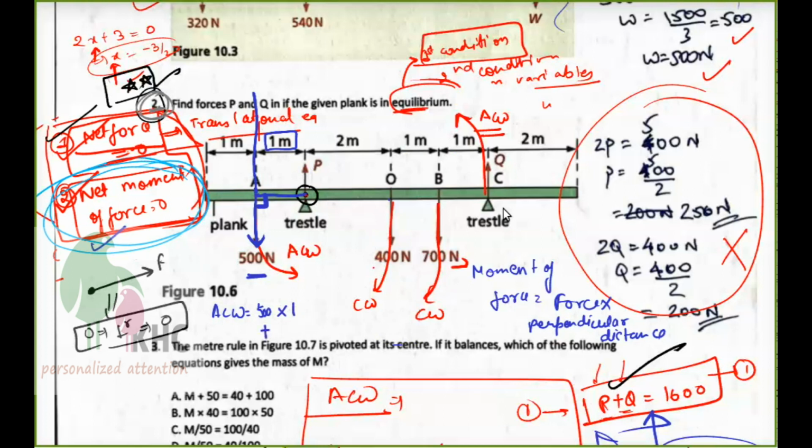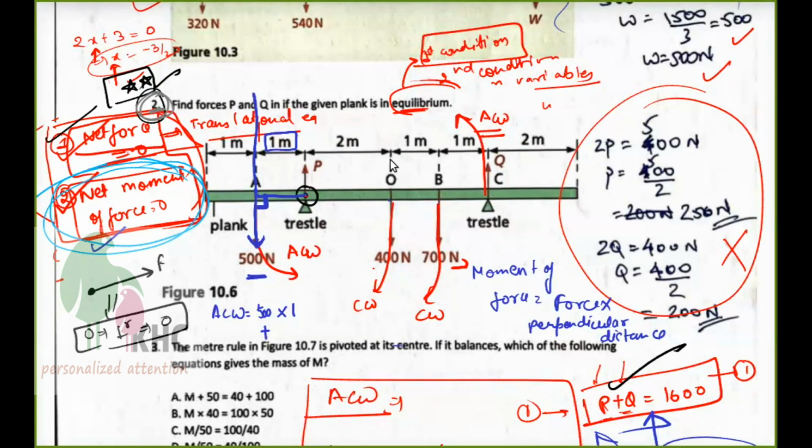Plus, what is the other anti-clockwise force that we have? The Q. Okay, great. So Q should be multiplied by what is the perpendicular distance of Q from P? 4. Because this is the perpendicular distance.